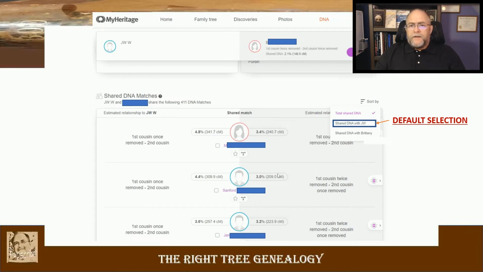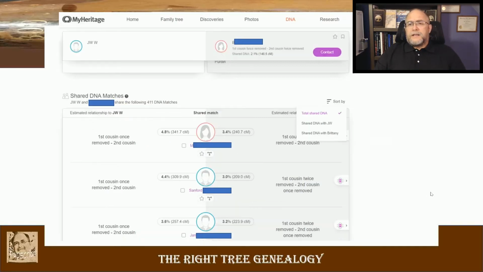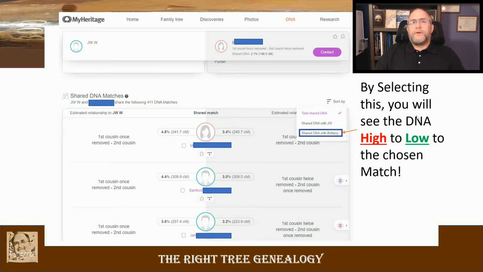Over here, it varies slightly. It goes from 240 to 209 and back up to 223. Well, let's take a look at this again in a different way. So what happens when you select the person instead of yourself, but the person that you're matching, or the match you're looking at, in this case Brittany? Well, you do the same thing. It sorts from high to low.